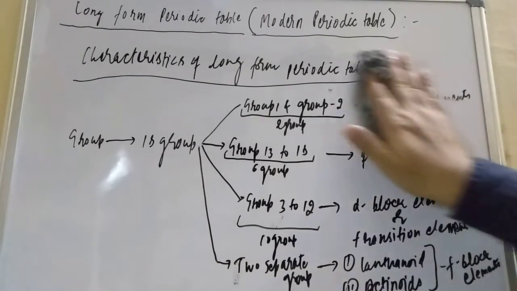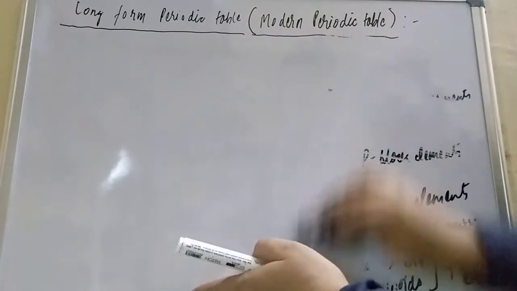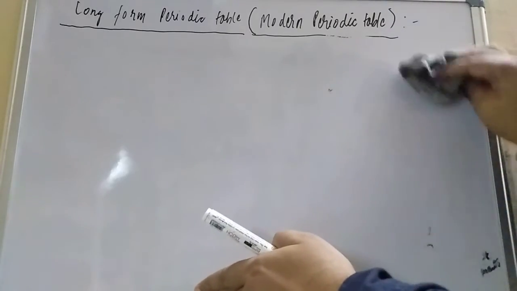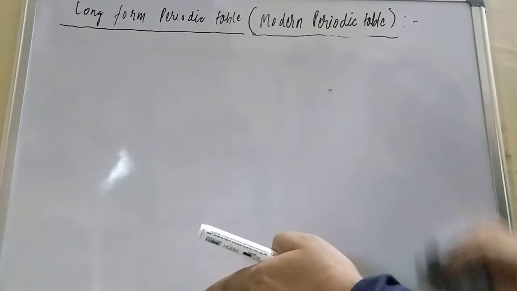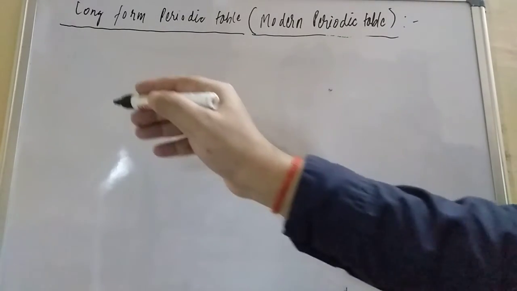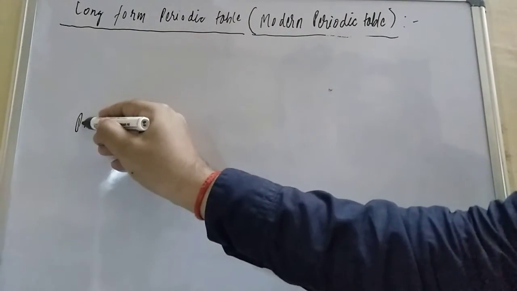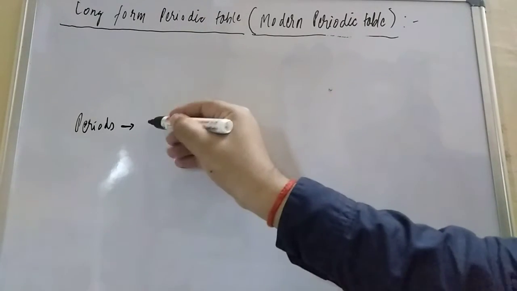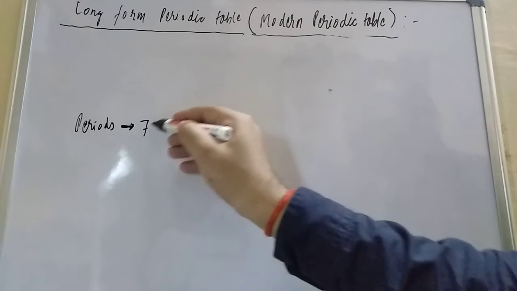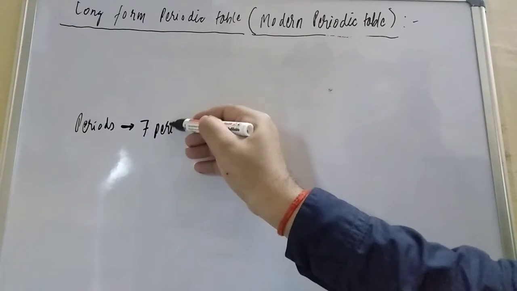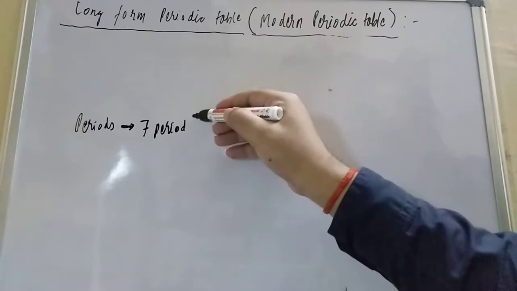So let us understand the character of the period of the long form periodic table. When we discuss the period, there are 7 periods, and these periods are not subdivided. So let us see what the periods are. In the long form periodic table, there are 7 horizontal rows, and 7 horizontal rows means 7 periods. These 7 periods are again classified in 7 ways.